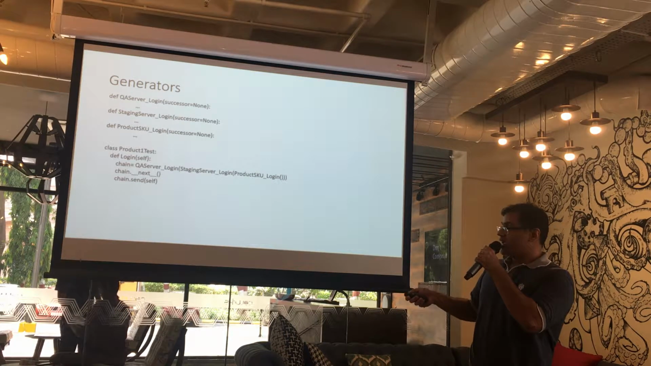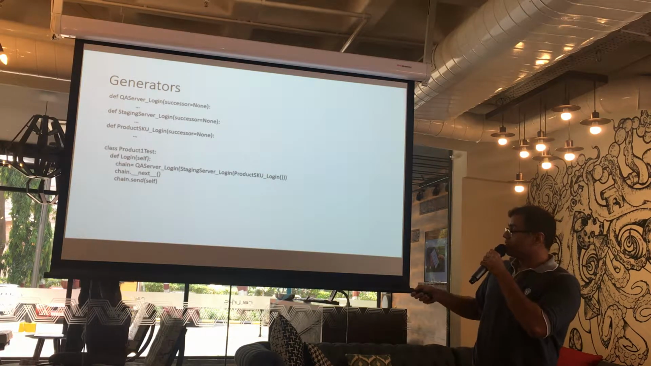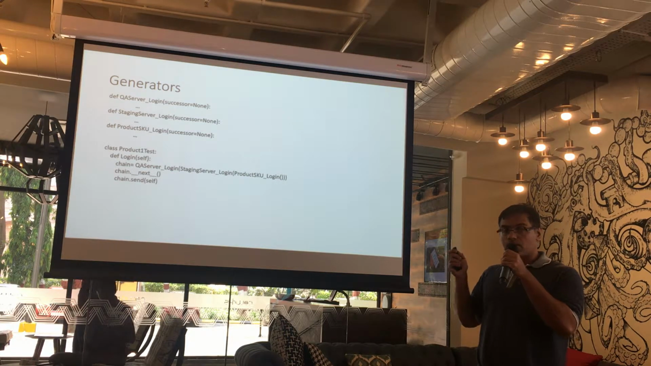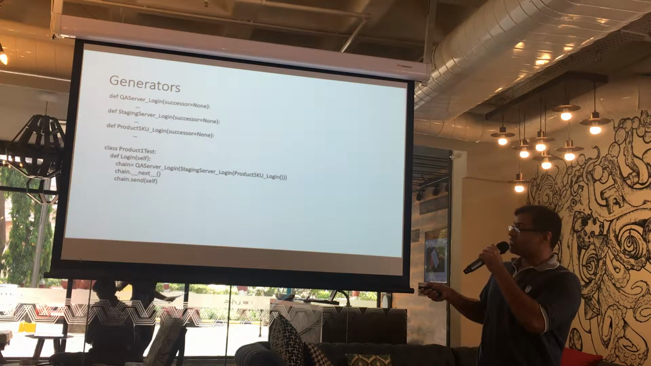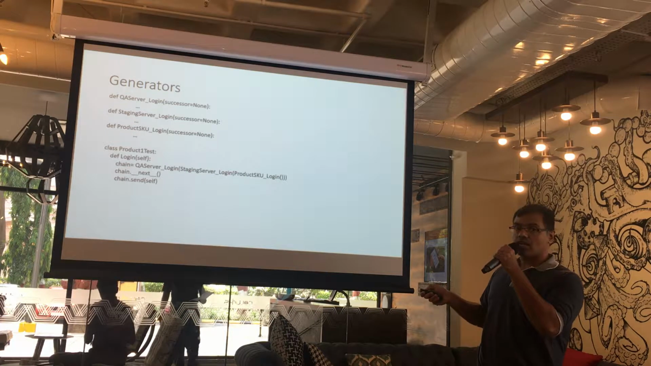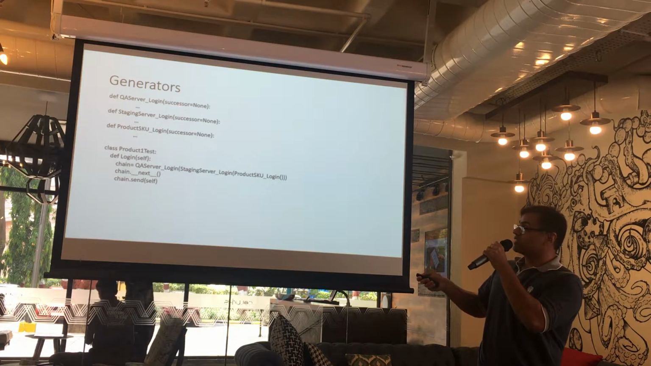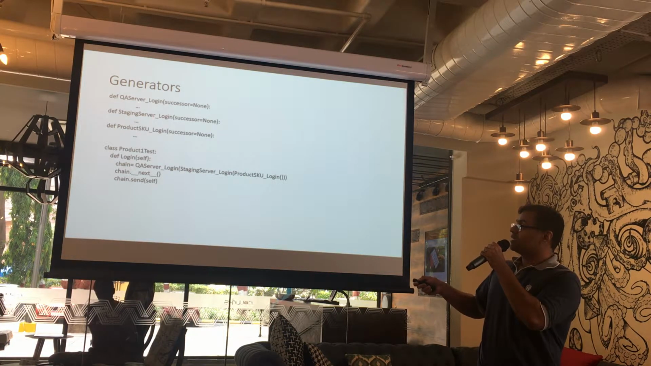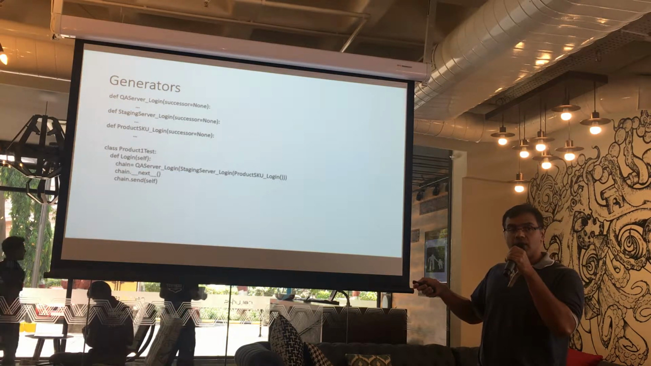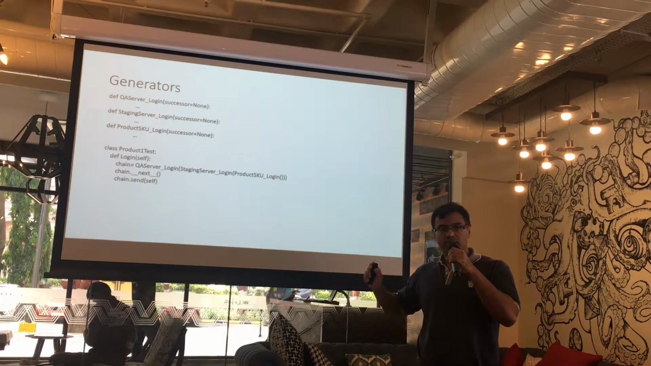Now, when you return next, he actually goes. So here, if you look at it, QA server underscore login is the generator function, and you have passed in a staging server underscore login as an argument. So that becomes the successor. When you call next, he basically implements this, and if there is a yield statement somewhere over here, he goes and stops over there, right?